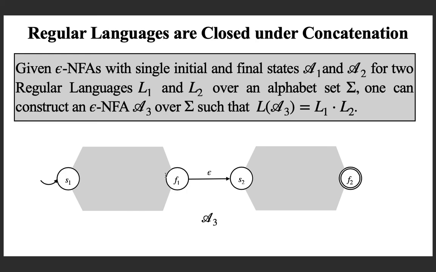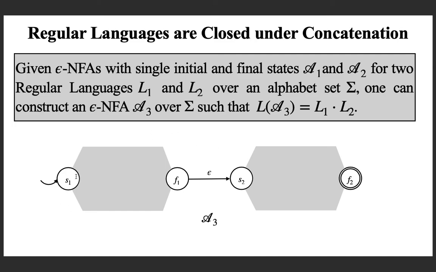And if you are doing this, then this part of the string is in L1, and this part of the string is in L2. So whatever is accepted by A3 is a concatenation of a string, one from L1 and another one from L2, that is of the form XY, such that X is from L1 and Y is from L2. And now suppose that XY is a string such that X is present in the language L1 and Y is present in the language L2.